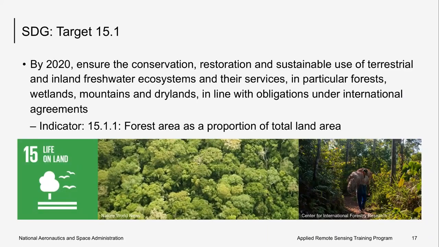Target 15.1 states that by 2020, to ensure the conservation, restoration, and sustainable use of terrestrial and inland freshwater ecosystems and their services, in particular forests, wetlands, mountains, and drylands, in line with obligations under international agreements. The indicator of focus for our next session will be 15.1.1, or forest area as proportion of total land area. The indicator provides a measure of the relative extent of forest in a country.